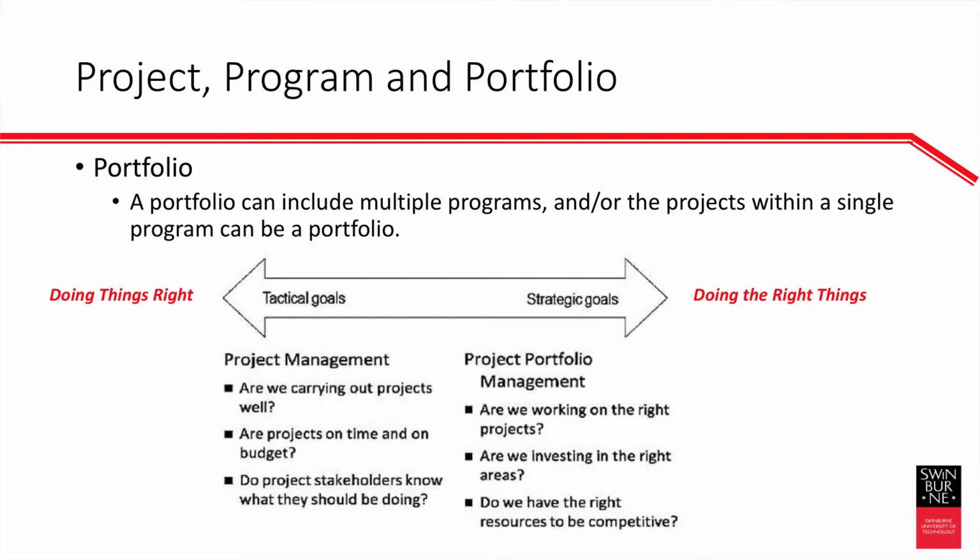Now, you might argue that if your portfolio management has suggested we're going to do project A, and project management goes and executes that, but project A is the wrong thing to do, project management could deliver something that was unnecessary. So project management is not concerned with deciding necessarily, are we doing the right things? Mostly it's to do with, are we doing them properly?